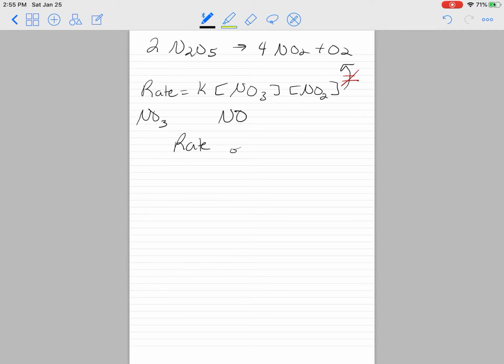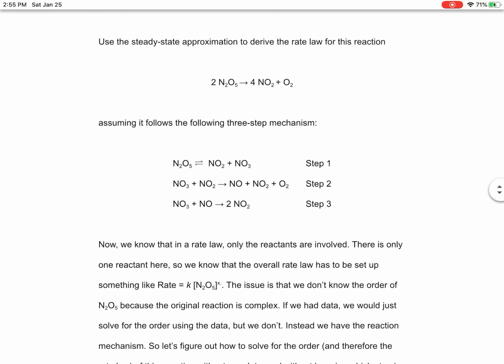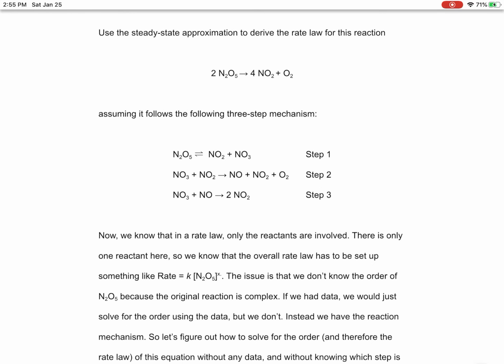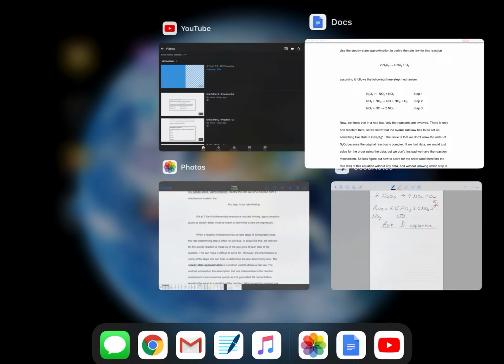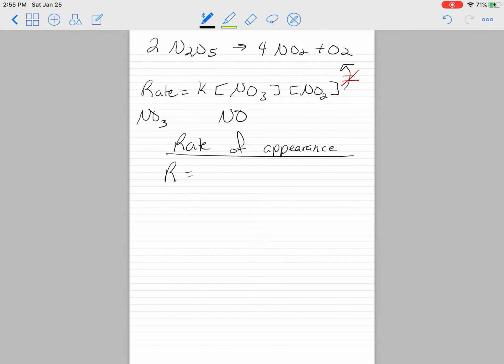So let's start with NO3. We'll start with the rate of appearance. What is the rate law for the rate of appearance of NO3? Well, there's only one place that NO3 is produced, and it's in step 1. So the rate law for this elementary reaction would just be R is equal to K1, because the K value of each of the steps is different than the overall K value, okay? So K1 times N2O5 to the first. And that's it. That is the rate law for the production of NO3.